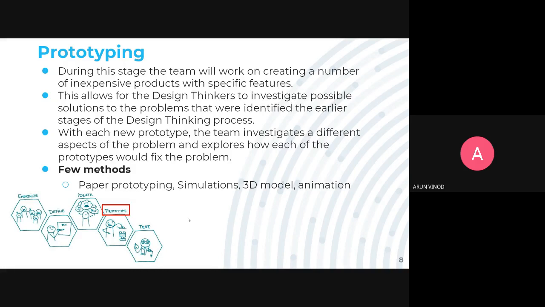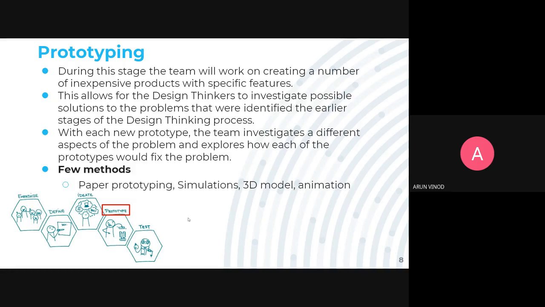So what are the methods? Shown here are paper prototyping and simulations. Simulations means 2D simulations; you can make some simulated results. Yesterday we were discussing with the project team Tinkercad, a best method for simulating the Arduino board. You can just check out Tinkercad.